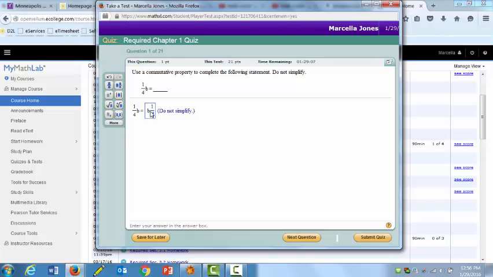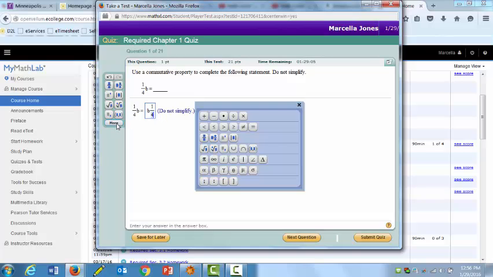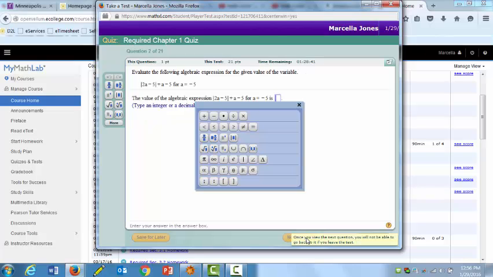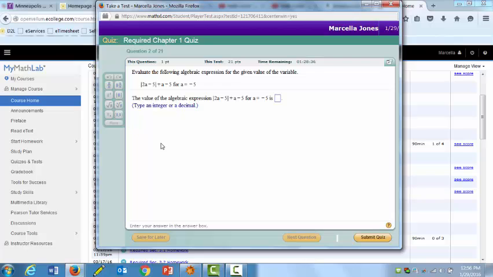All right, and I can get more symbols. I'm going to put a multiplication dot in here. So b times 1/4 is what the commutative property tells me I can write instead of 1/4 times b. And then I can go to the next question. So as long as I want to work on the quiz, I go to the next question.